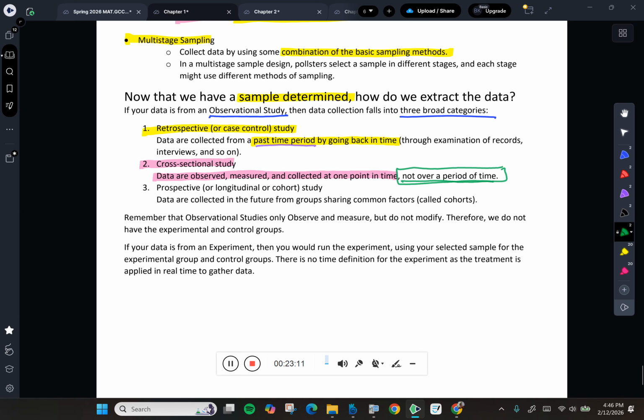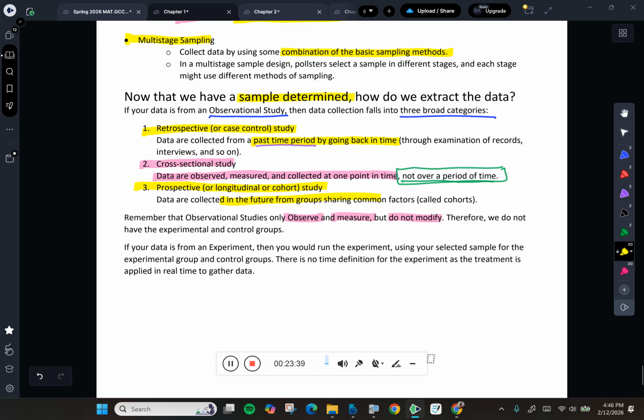That's what that would mean, over a significant period of time. When you gather data over a significant period of time, that's called a prospective or longitudinal or cohort study, where you collect data and then you collect more data and then more data into the future. The key thing to remember about observational studies, though, is they only observe and measure. They do not modify reality.